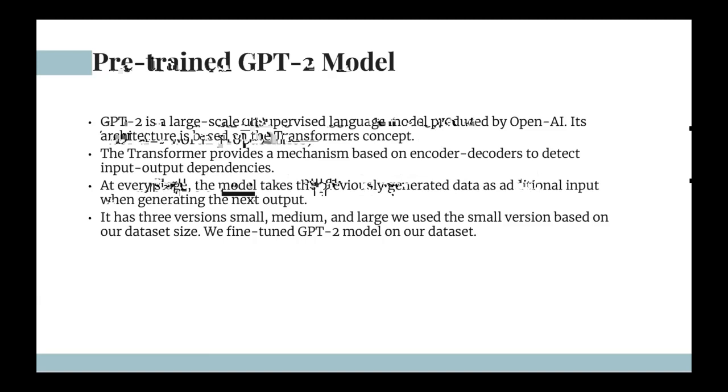GPT-2 is a large-scale unsupervised language model produced by OpenAI. Its architecture depends on the transfer concept that is based on the encoder-decoder to detect input-output dependencies. The model takes the previously generated data as additional input when generating the next output. It has 3 versions, small, medium, and large, and we use the small version based on our dataset size. We fine-tuned the GPT-2 model on our dataset.